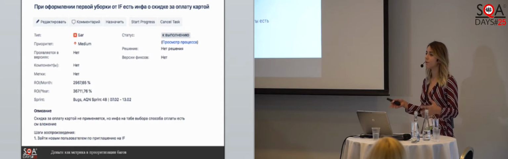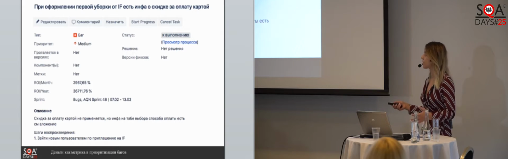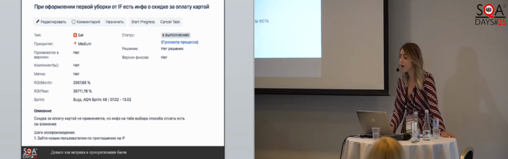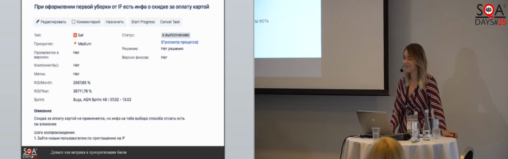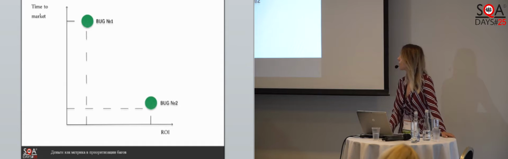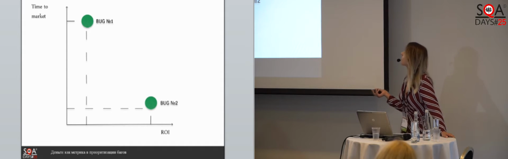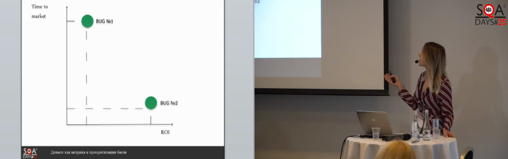And then we can open this bug in grooming, for example, and track it and see the payback. Which auxiliary instruments can we use? 320% is the payback of a bug. Is it high or low payback? The horizontal line is the ROI value, and the vertical is time to market.